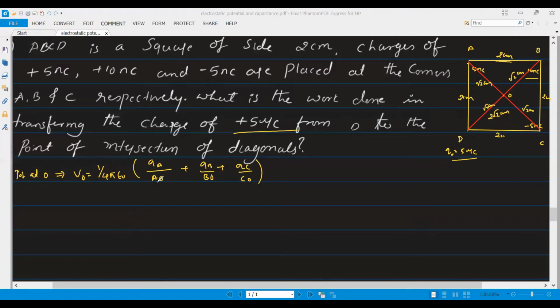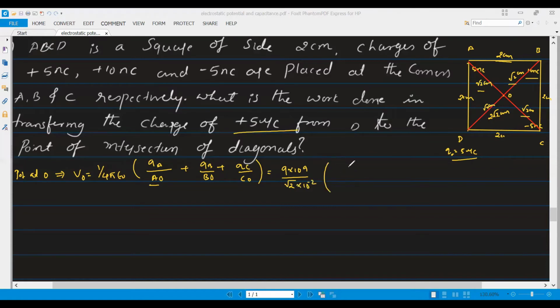ಹಾಗಾದ್ರೆ ನಮಗೆ ಬೇಕಾಗಿರೋ ವ್ಯಾಲ್ಯೂ ಯಾವುದು? AO ಅಂದ್ರೆ √2 centimeter. BO is also √2 centimeter. This is also √2 centimeter. Therefore, if you solve for this, this is going to be 9 into 10 to the power of 9 divided by √2 centimeter, √2 into 10 to the power of -2 meter alli calculate ಮಾಡ್ಕೊಳ್ಳೋಣ.